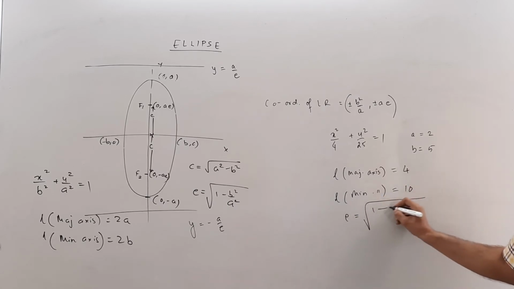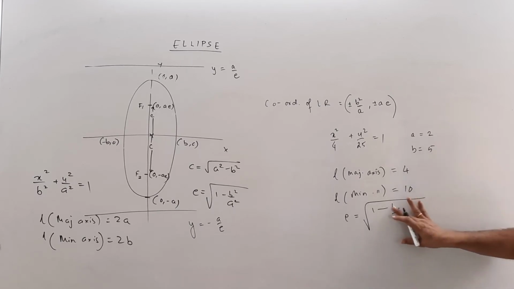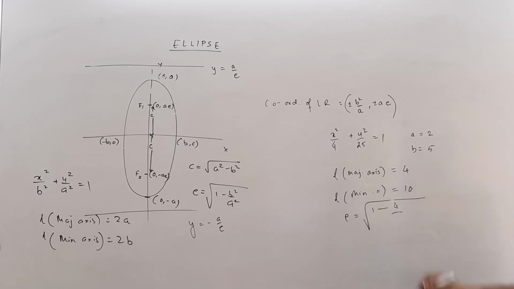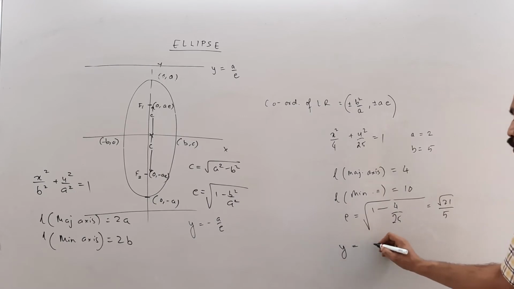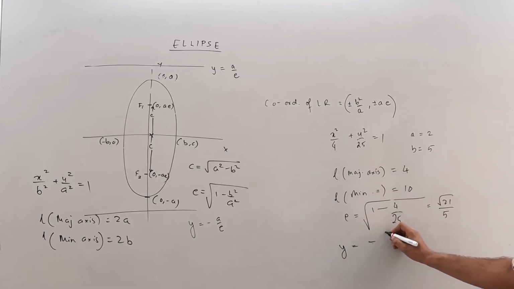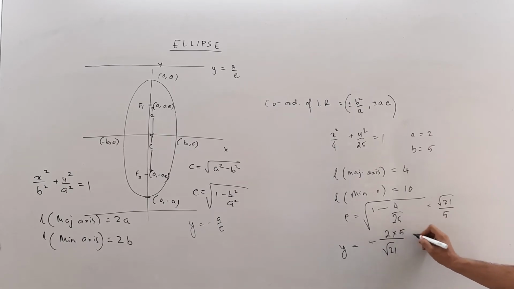Eccentricity is going to be root of 1 minus a square by b square, so this time it's going to be 1 minus 4 by 25, which is root 21 by 5. So once we found this eccentricity, the next thing is about the directrices. Directrix is going to be plus minus b by e, that is 5 by e, given as this. So overall this is going to be plus minus 25 by root 21. This is the equation of directrix.